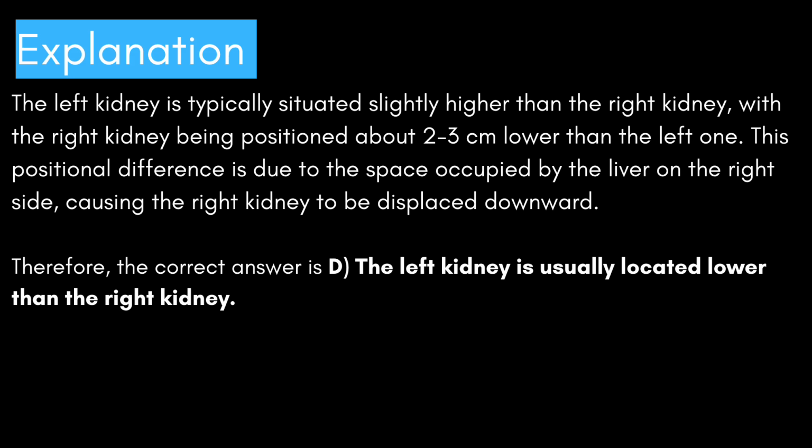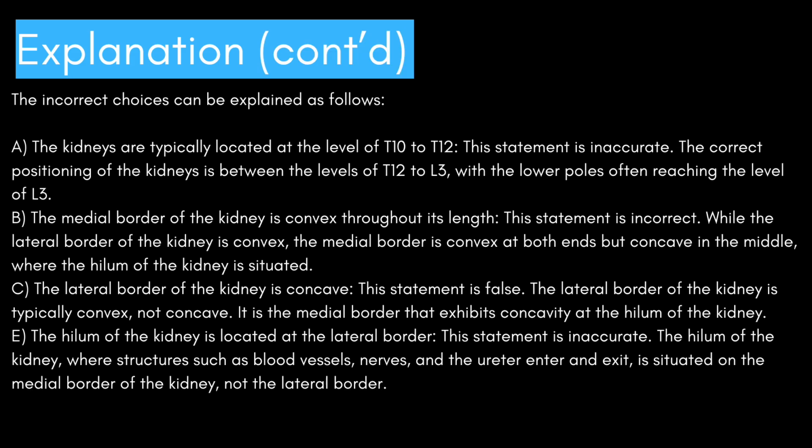All right, let's go ahead and see why the other answer choices are incorrect. The incorrect choices can be explained as follows. A. The kidneys are typically located at the level of T10 to T12. This statement is inaccurate. The correct positioning of the kidneys is between the levels of T12 to L3, with the lower poles often reaching the level of L3.